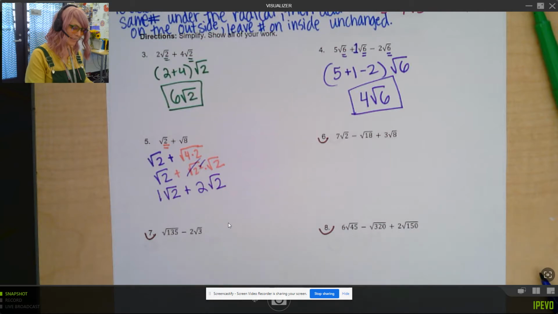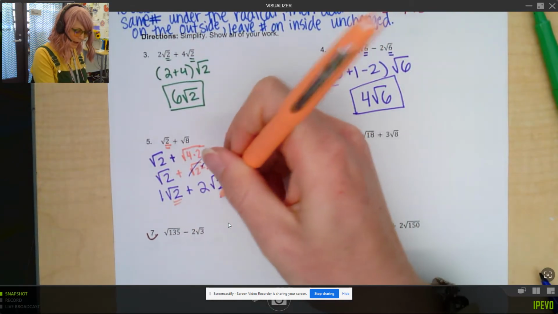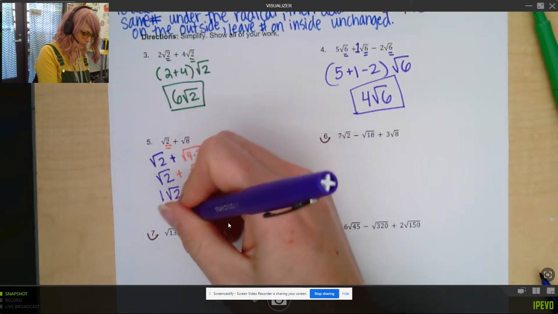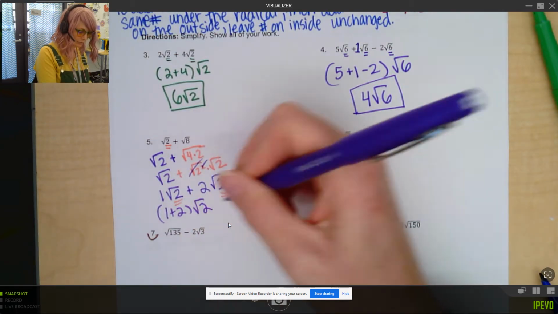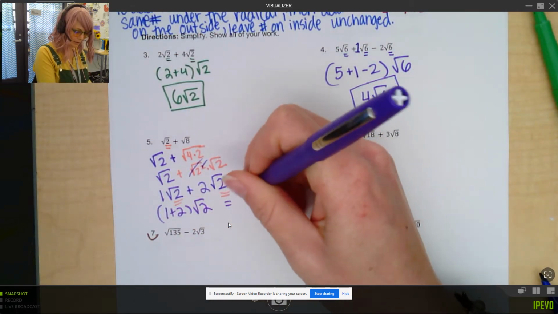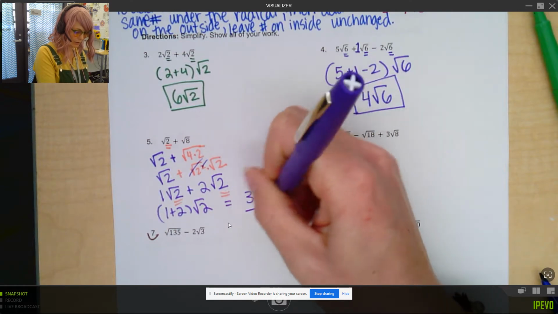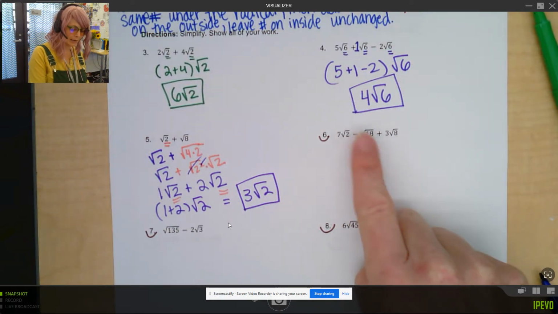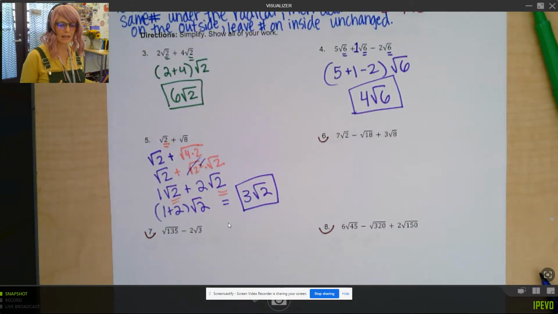So now that you have the same number underneath the radical, you have like radicals. We can think about this as 1 plus 2 square root 2, which is equal to our final answer of 3 square root 2, which is in simplest form. Nice. So if you don't have the same number under the radical, look to see if you can rewrite the numbers under the radical to be the same. And sometimes you won't be able to.